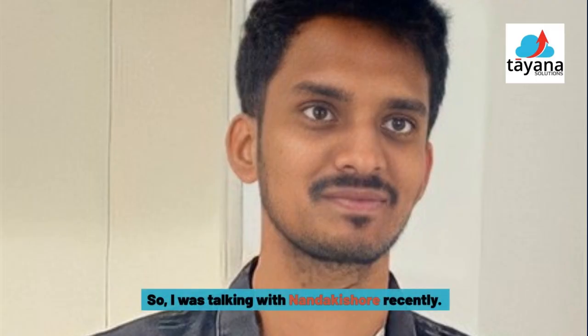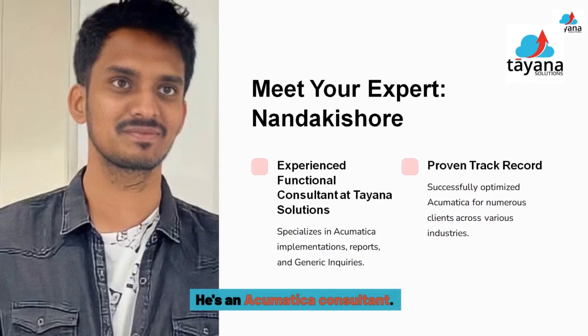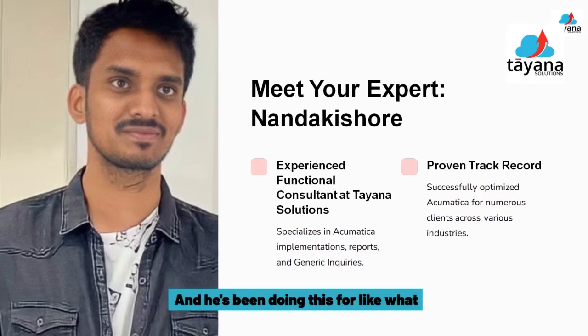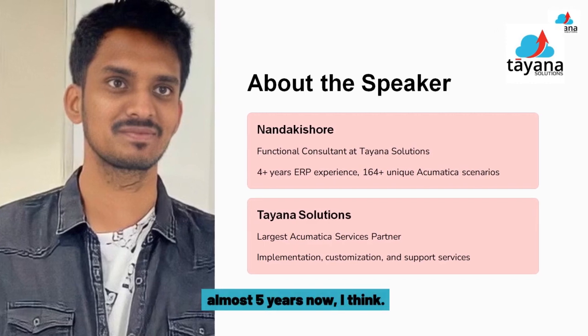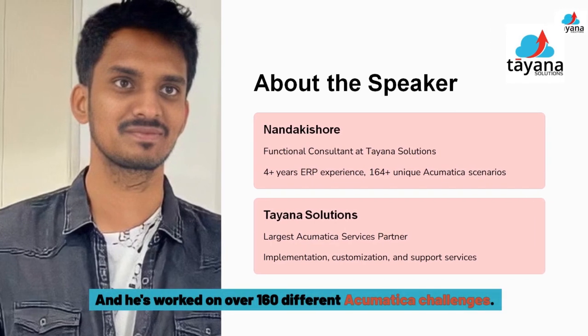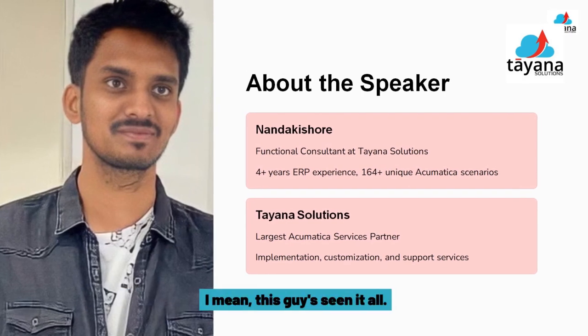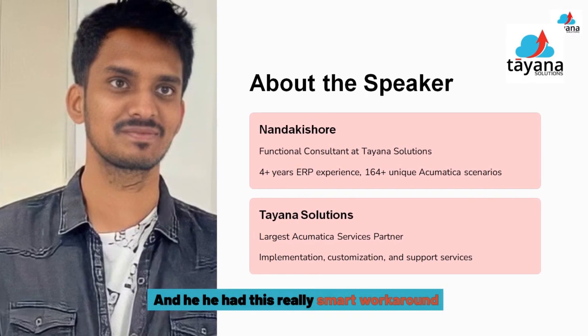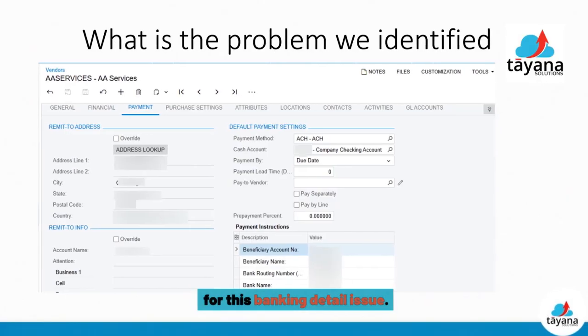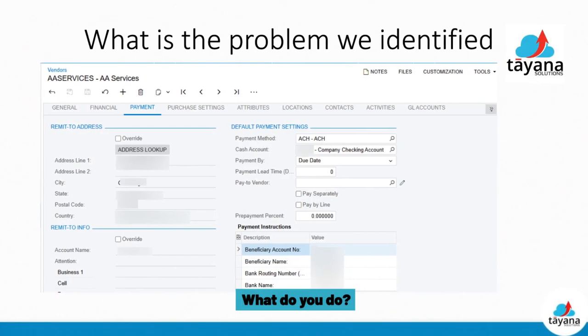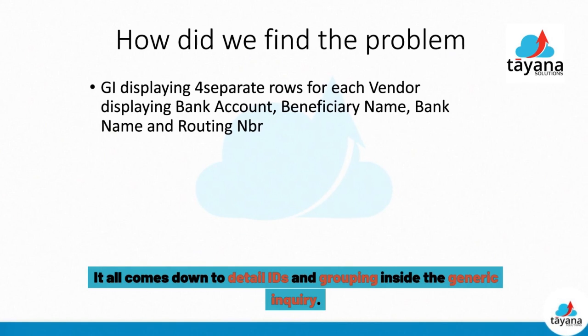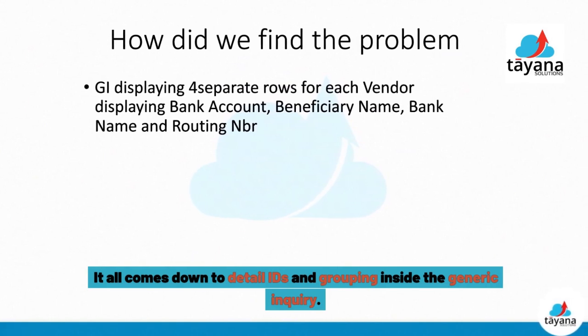Right, exactly. So I was talking with NandaKishore recently. He's an Acumatica consultant, and he's been doing this for almost 5 years now, I think. He's worked on over 160 different Acumatica challenges. This guy's seen it all. And he had this really smart workaround for this banking detail issue. It all comes down to detail IDs and grouping inside the generic inquiry.